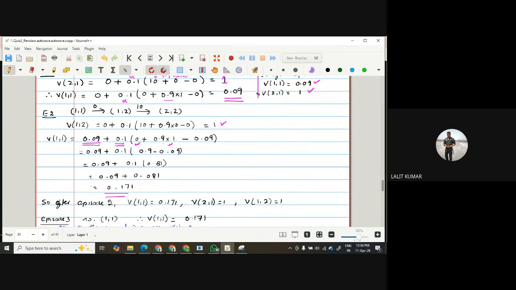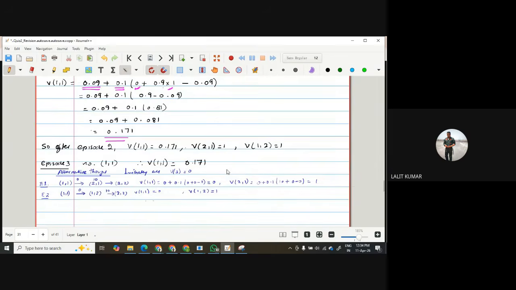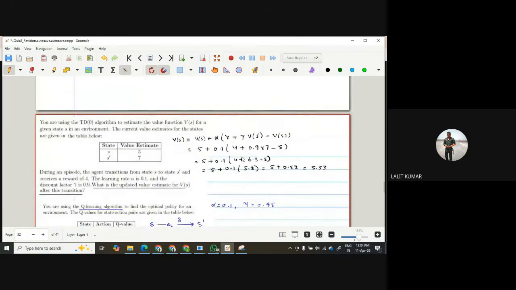Now in episode 3, there is no 1, 1, so we don't have to calculate. Okay, so finally we get V11 equal to 0.171. Is that okay with everyone?